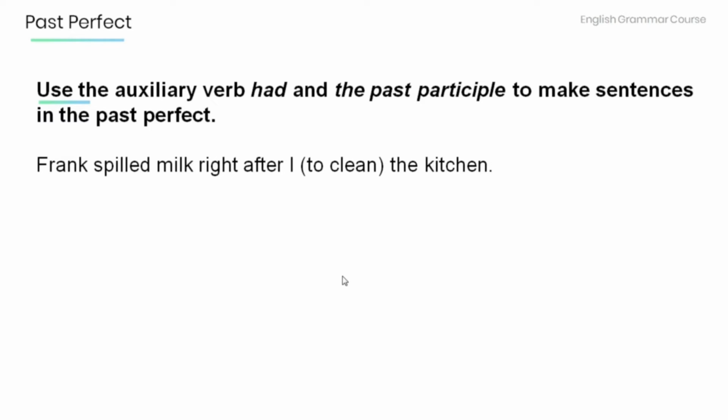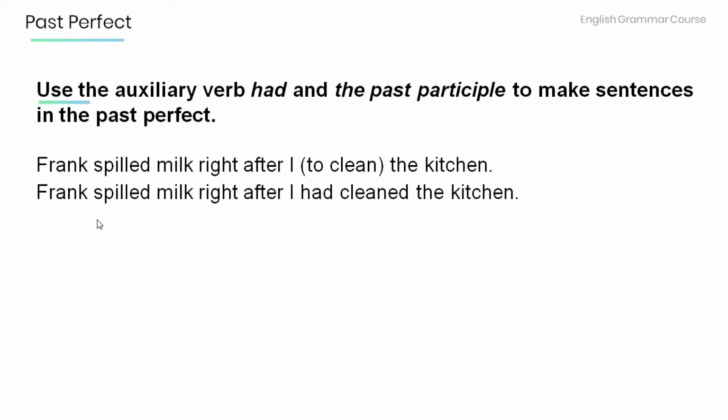Now let's review and practice a bit. Remember that we use the auxiliary verb had and the past participle to make sentences in the past perfect. Now read the sentence below and provide the past perfect form of the words in the bracket. Frank spilled milk right after I to clean the kitchen. Frank spilled milk right after I had cleaned the kitchen.